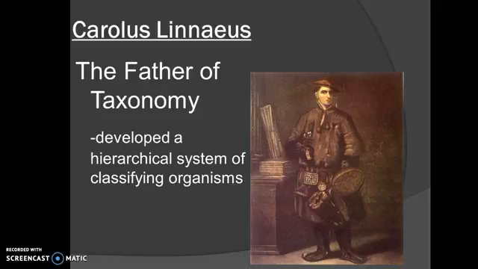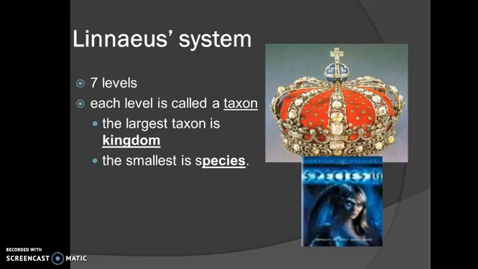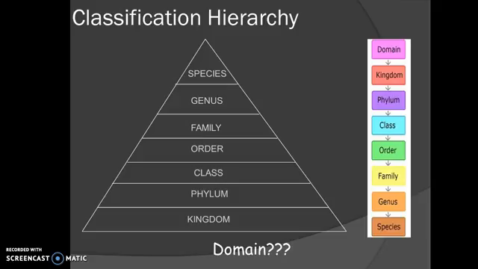Carolus Linnaeus, the father of taxonomy, developed a hierarchical system of classifying organisms. He was the first. In his system, there were 7 levels. We still use this system, by the way. Each level is called a taxon. That's a fun word. Taxon, level. Largest taxon is kingdom. The smallest is the species. Okay, so the most specific, the top of the pyramid, is your species. Most broad at the bottom is the kingdom.